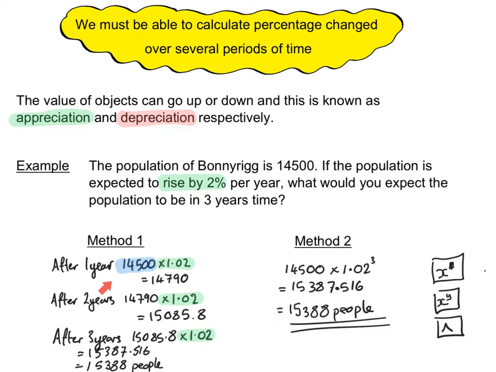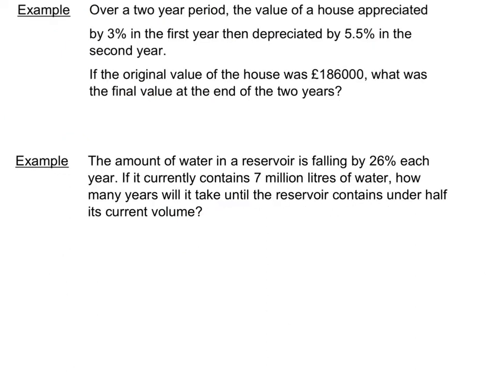So knowing the two methods here will be useful. Let's have a look at two examples across the page here. In the first example, this is slightly different to what we've done in previous examples because we have a 2-year period. The value of a house appreciated by 3% in the first year and then depreciated by 5.5% in the second year. So not only are the percentages different year on year, but one of the percentages is making the value go up, appreciated by 3%, and the other is making the value go down, depreciated by 5.5%.